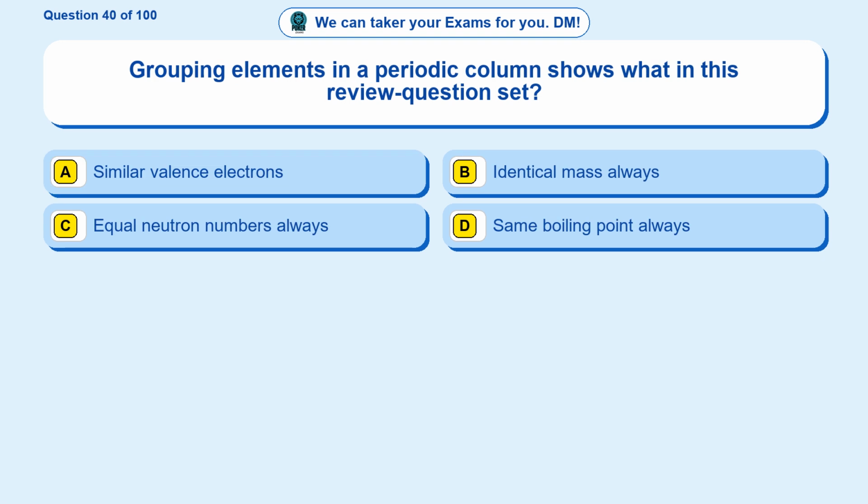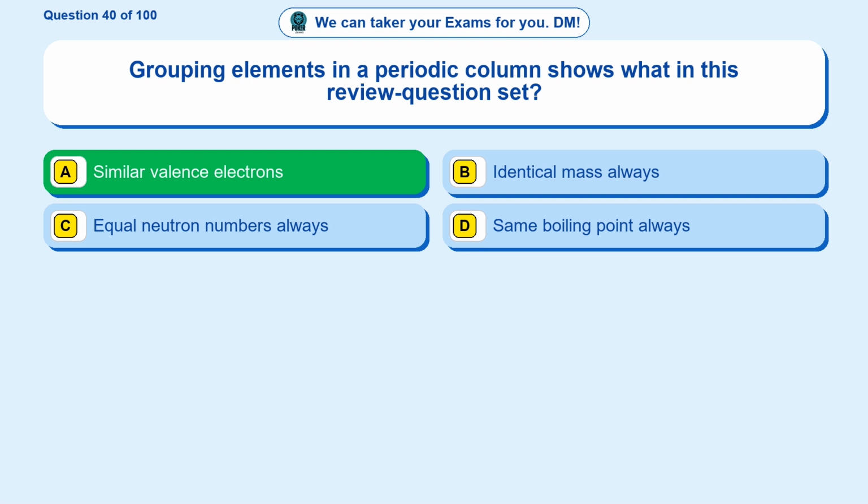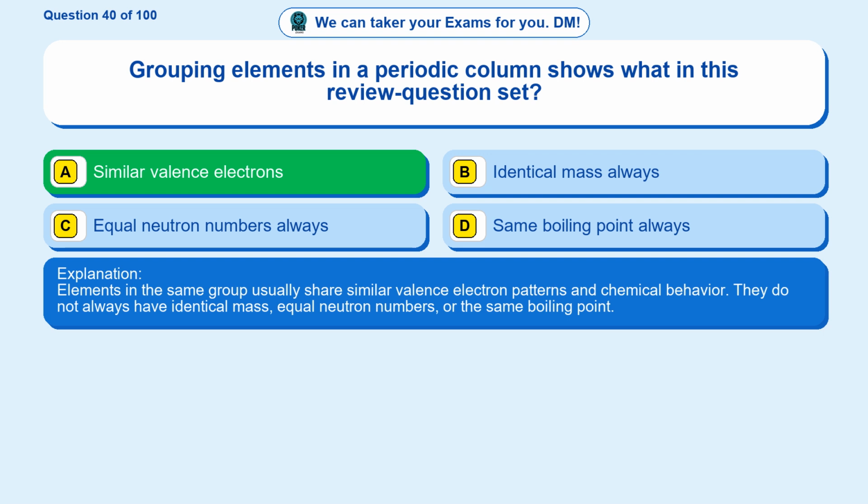Question 40. Grouping elements in a periodic column shows what in this review question set? Option A, similar valence electrons. Option B, identical mass always. Option C, equal neutron numbers always. Option D, same boiling point always. The correct answer is option A, similar valence electrons. Elements in the same group usually share similar valence electron patterns and chemical behavior. They do not always have identical mass, equal neutron numbers, or the same boiling point.